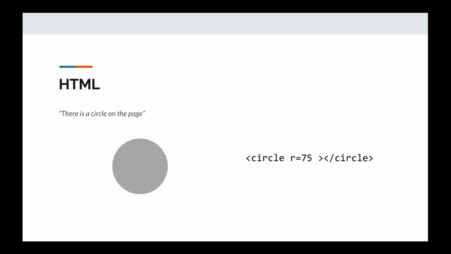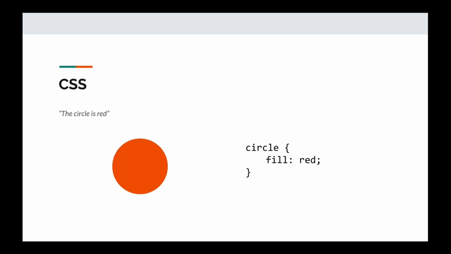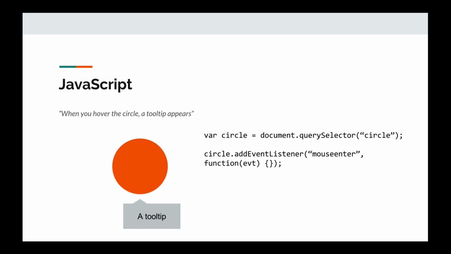So those are the three core pieces to doing visualization. Again, there's HTML, which has the structure. There's CSS, which visually styles your structure. And then there's JavaScript, which allows you to add the interactivity, like tooltips, brushing, things like that.